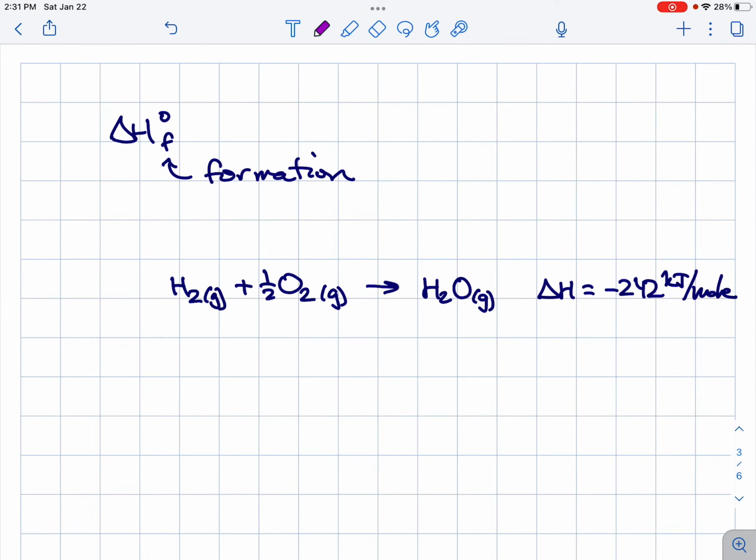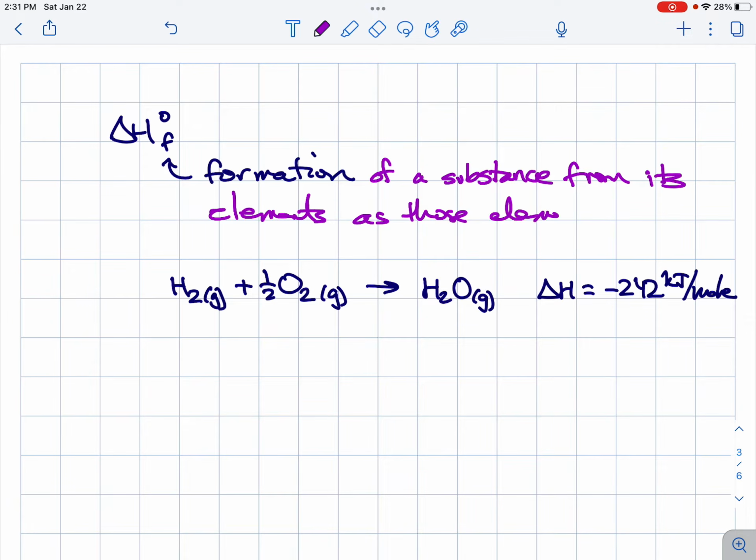The DeltaHf values, now we call this DeltaH of formation. It is the formation of a substance, compound, molecule, from its elements as those elements exist at room temperature and pressure. So room temperature, meaning 25 Celsius, and room pressure or normal pressure, meaning 1 atmosphere, typical atmospheric pressure at sea level.